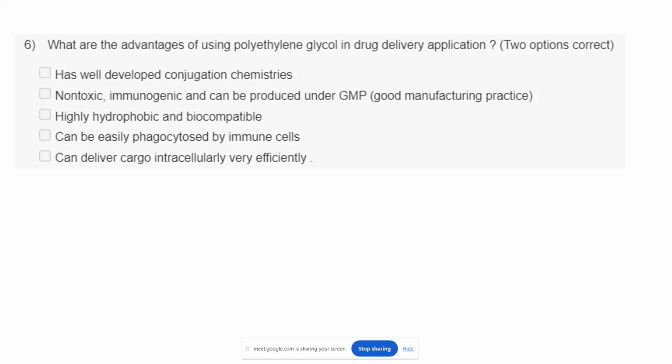Here's the next question. What are the advantages of using polyethylene glycol in drug delivery applications? You have to select two correct options. Options are: has well-developed conjugation chemistries; non-toxic, immunogenic, and can be produced under GMP, good manufacturing practice; highly hydrophobic and biocompatible; can be easily phagocytosed by immune cells; can deliver cargo intracellularly very efficiently. Which of the two options are correct for advantages of PEG?